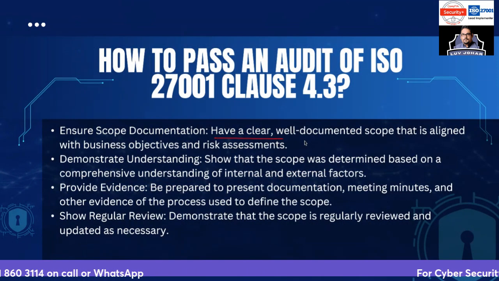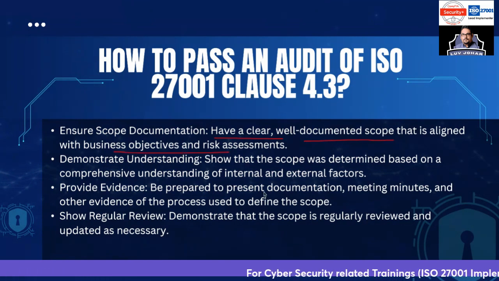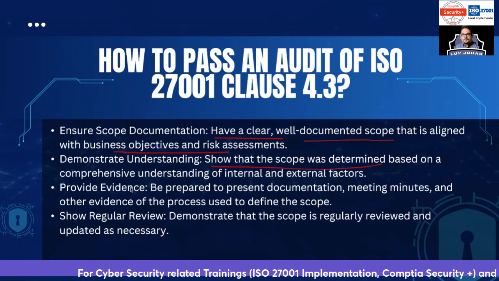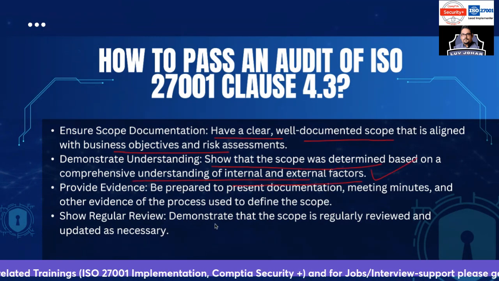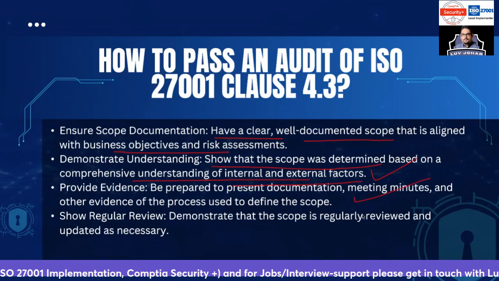Basically, having a clear, well documented scope that is aligned with business objectives and the risk assessment process will help you. Okay, so you can show that the scope was defined based on a comprehensive understanding of internal and external issues, as well as the needs and expectations of interested parties, and you provide evidence as well: minutes of meetings, and the approval process for the scope. This is what you need.